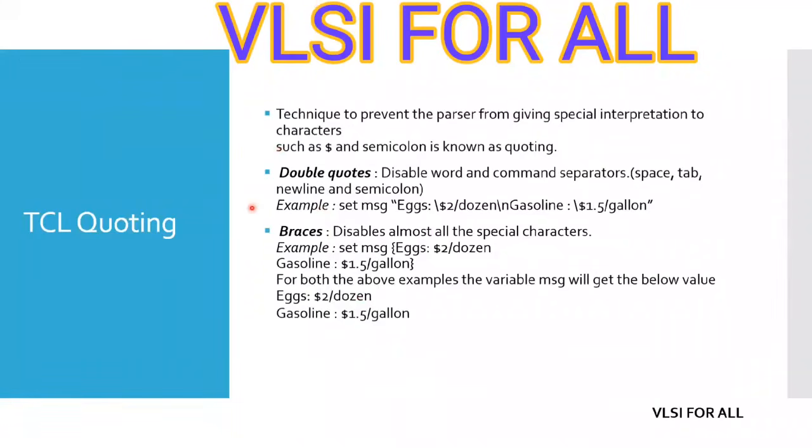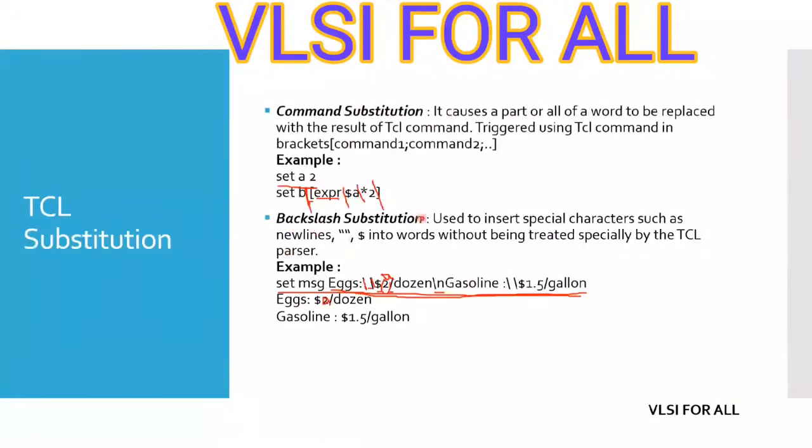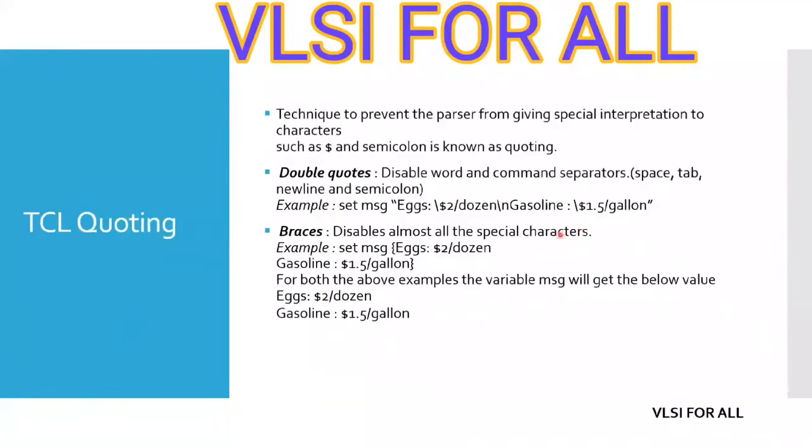It's continuing. Yeah. So backslash substitution is one way to ignore special characters. There are other ways as well. These two ways, which we are going to see now, are called TCL quoting. Quotes, double quotes. The quotation is what this is. So the first way is by using double quotes.